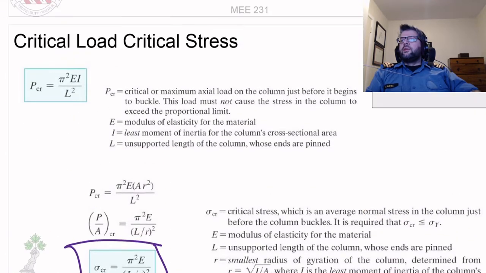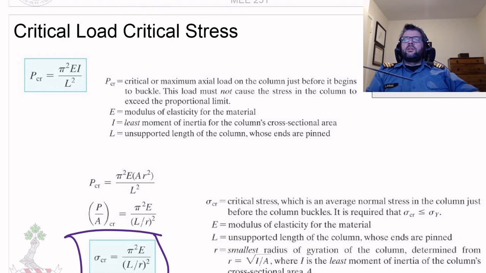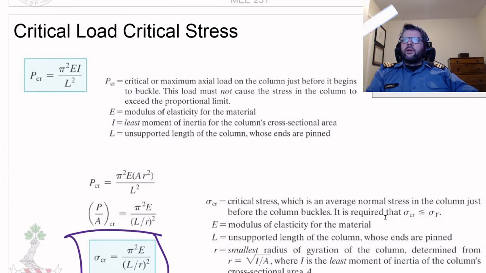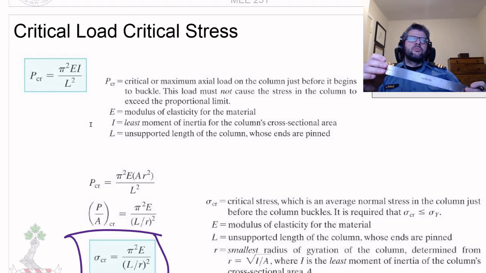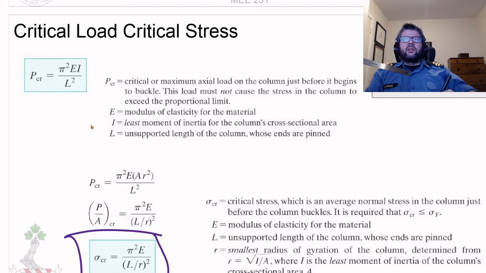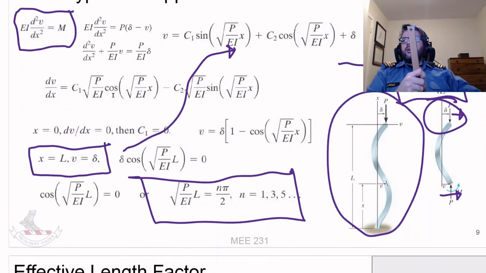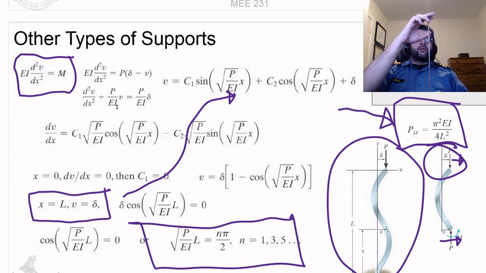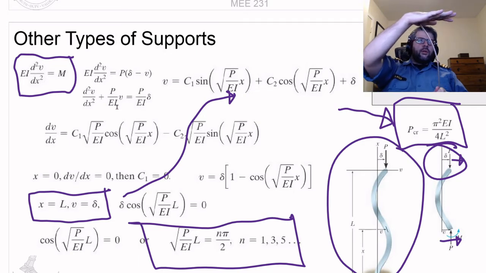So again, compare that to what we have up here. Sorry, did I say 2 pi? Pi squared EI over 4 L squared, whereas if we compare it to what's going on up here, we've got pi squared EI over L squared, no 4. So essentially the loading condition of this has one quarter the critical load of something like this.